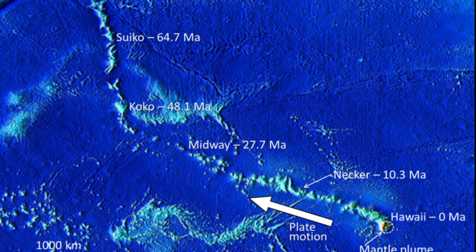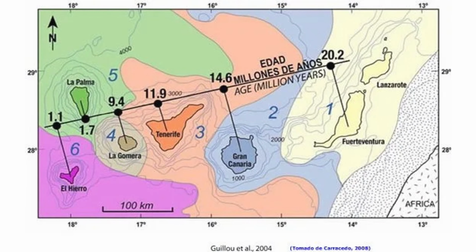A similar situation can be observed in the Canary Islands in Spain. The oldest islands are located in the east, while the youngest are located in the west. These isolated volcanic systems in the middle of the plates, far away from both convergent and divergent plate boundaries, needed an explanation beyond the general plate tectonics theory.